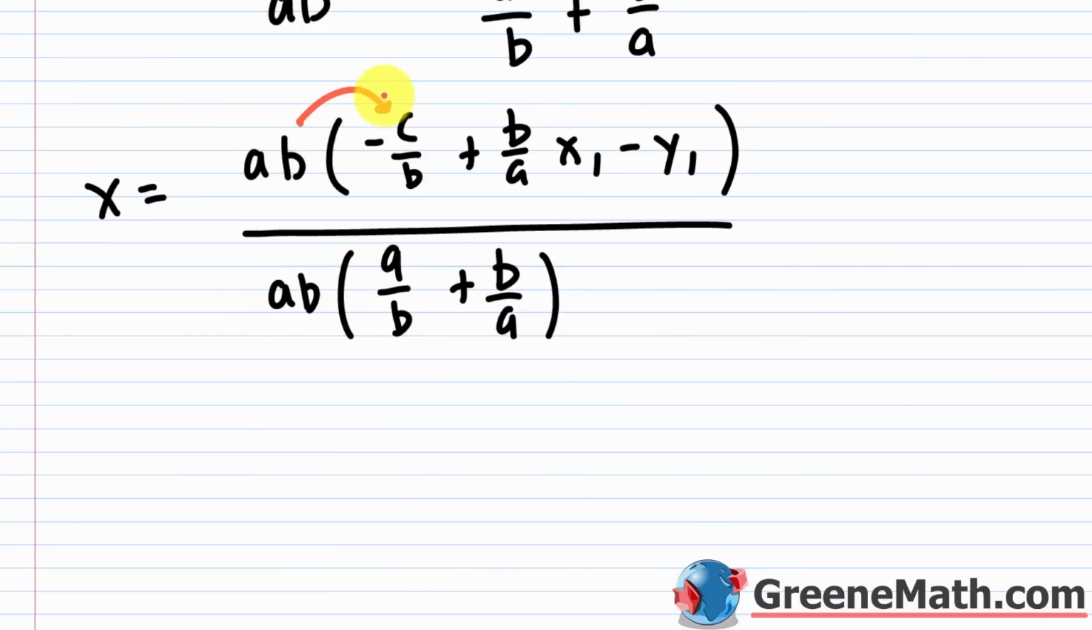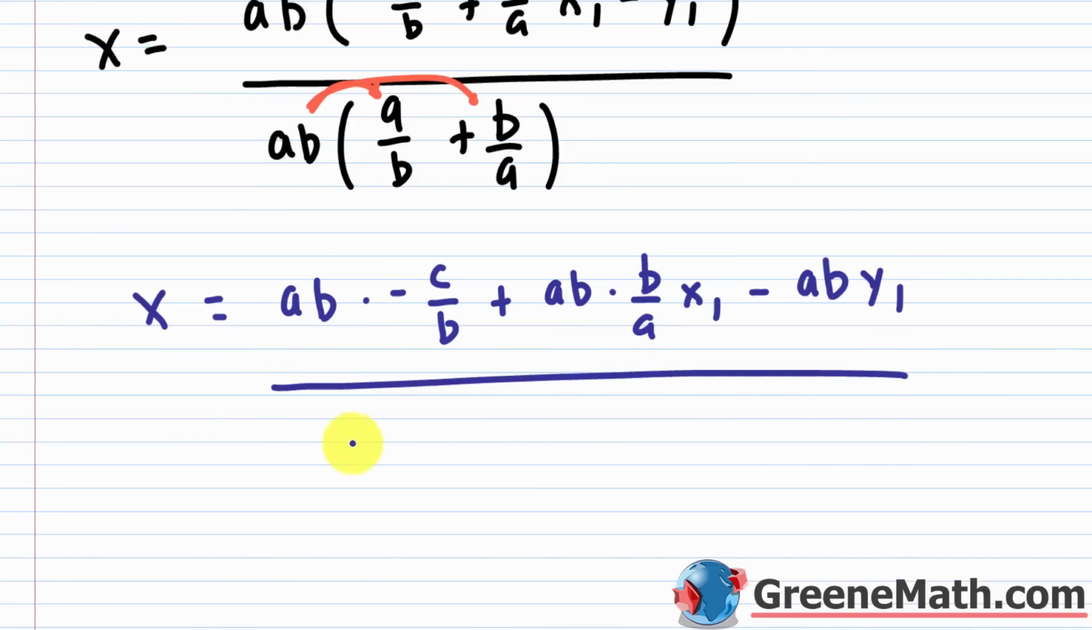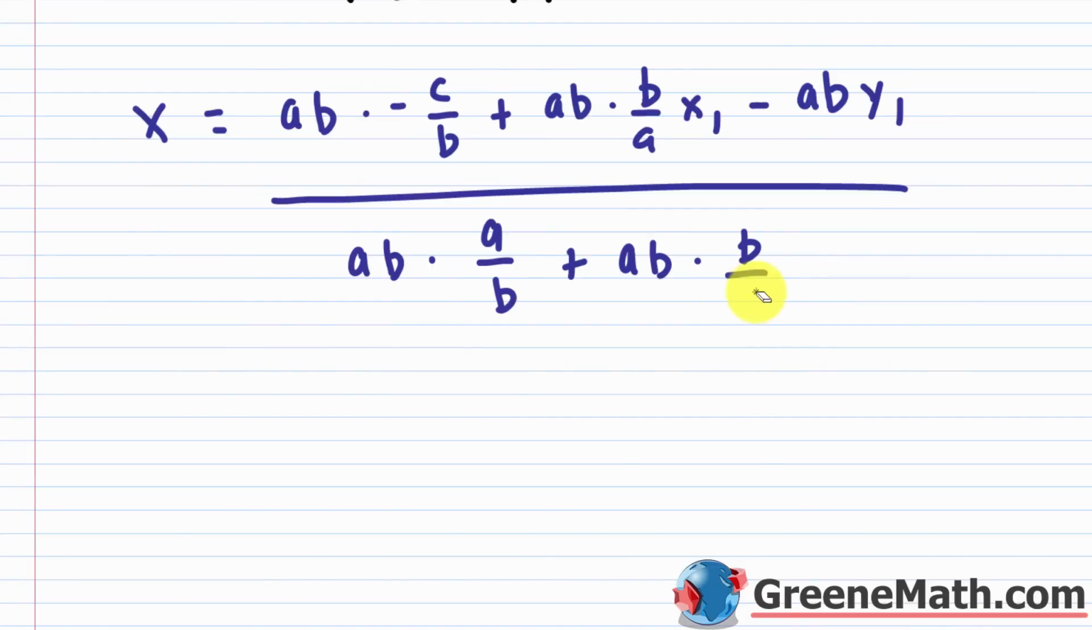And just distribute this in. So this is going to get distributed here, and this is going to get distributed here. So we'll say that this is going to be x is equal to, you'll have ab times negative c over b, and then plus ab times b over a times x sub 1, and then minus ab times y sub 1. This would be over. Down here, you're going to have ab times a over b, and then we're going to have plus ab times your b over a.